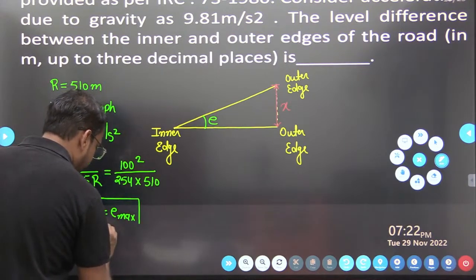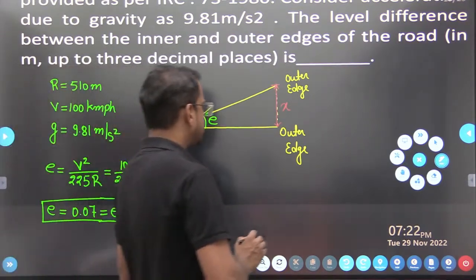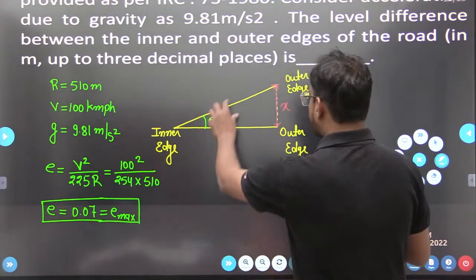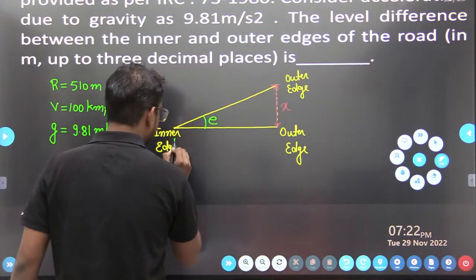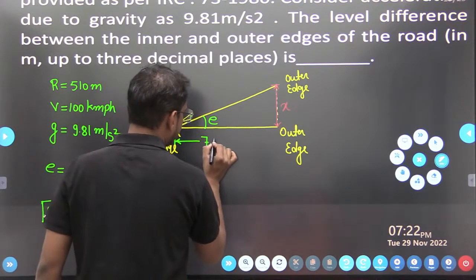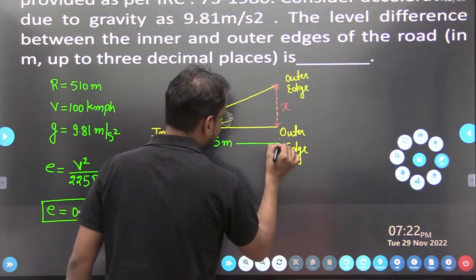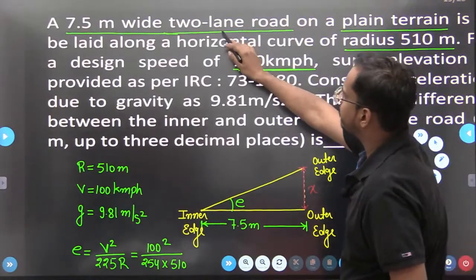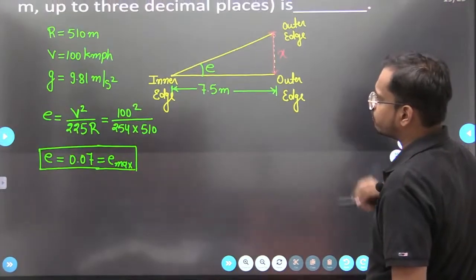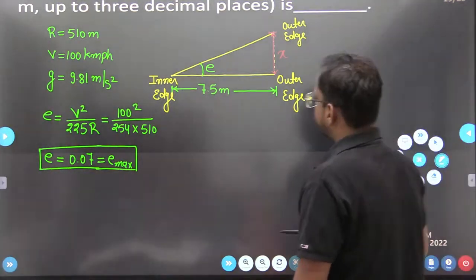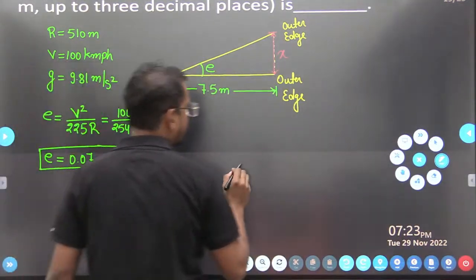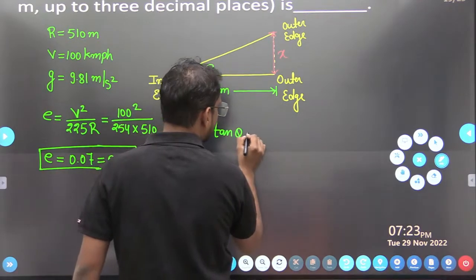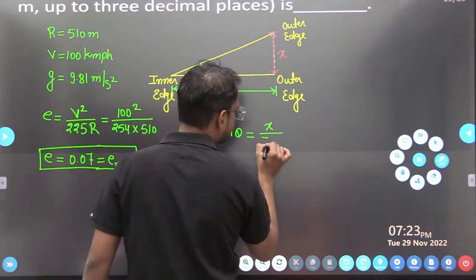All the things are perfectly correct. So it is the value of Emax. My dear friend, if I provide E equal to 0.07 and apply tan theta, what is the width of road? The width of road is given as 7.5 meter, two lane road. The width of road is already given in the question. My dear friend, if I apply tan theta in this triangle, then tan theta is equal to perpendicular upon base. Perpendicular is X and base is 7.5 meter.